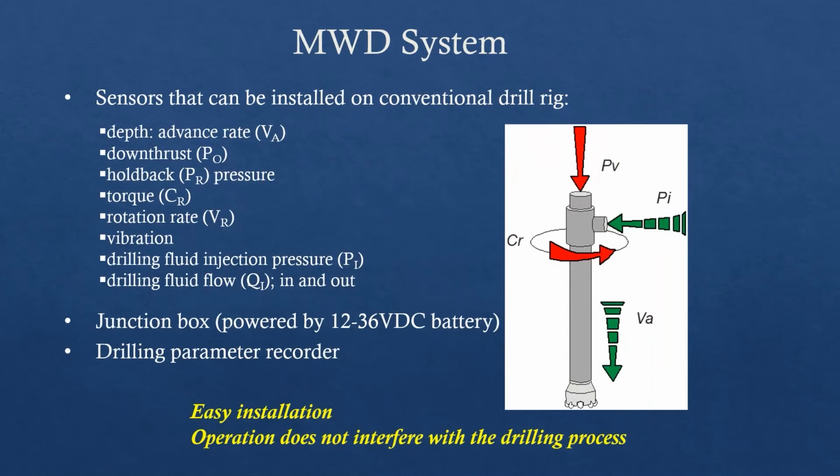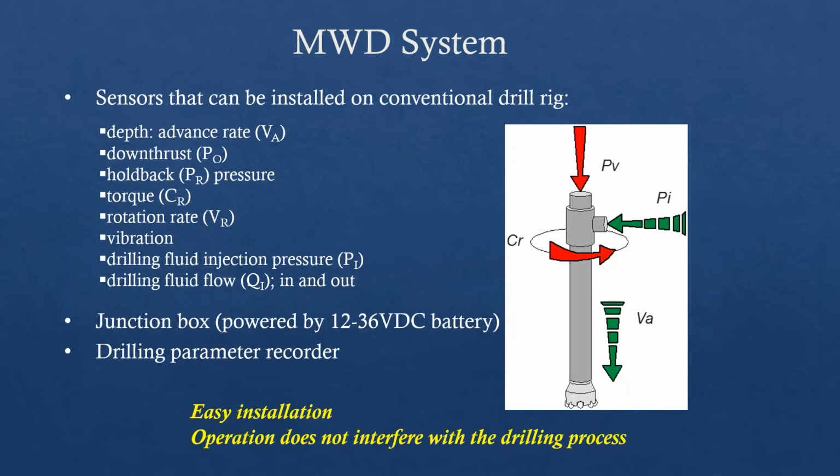These sensors, you don't have to have all of those, but the sensors that can be installed on a conventional drill rig include a sensor to measure the depth, the down thrust, and the hole back pressure. That would be in cases where the drill string is very heavy. You actually have to hold it back because of that added pressure. That's usually not typical in drilling, at least in this country.